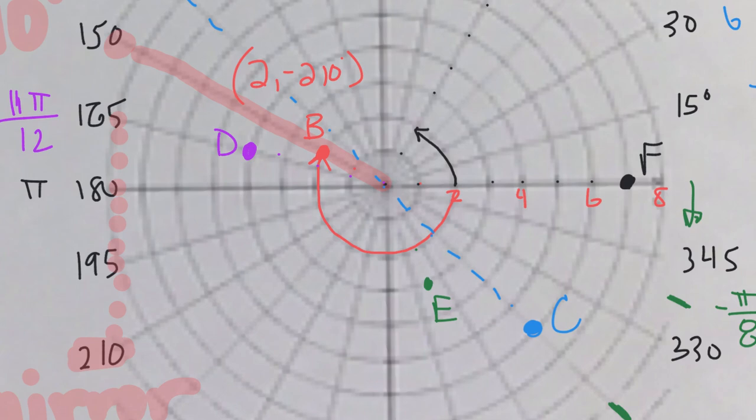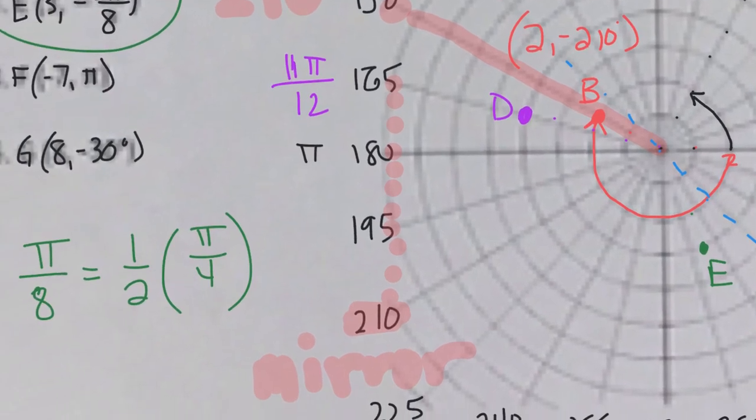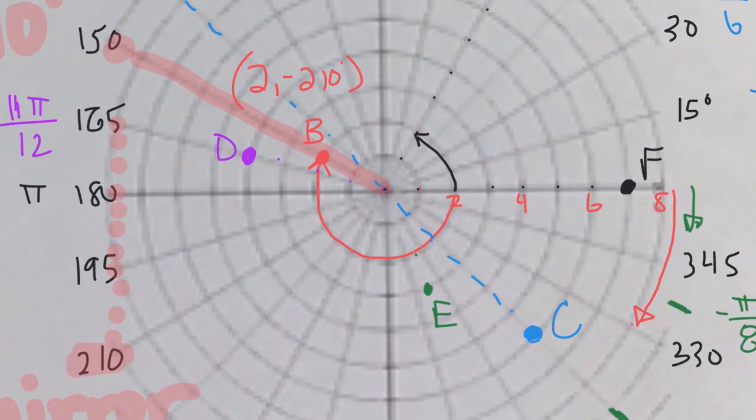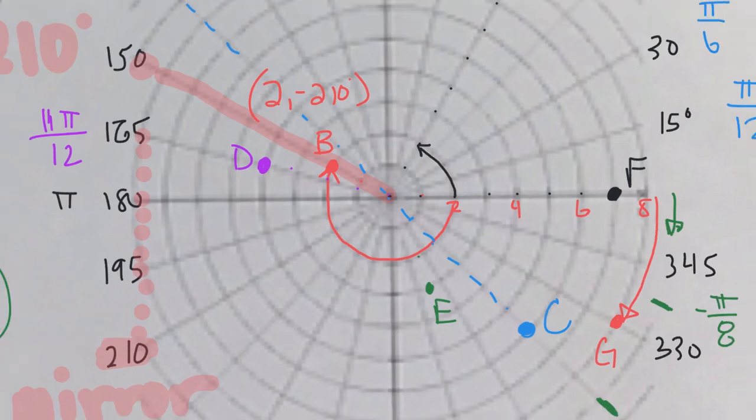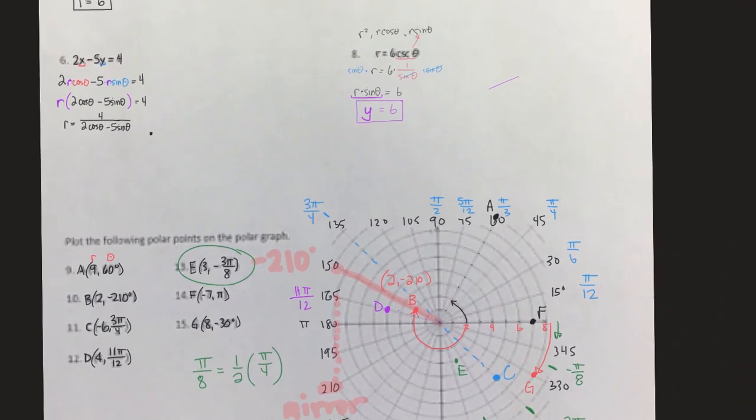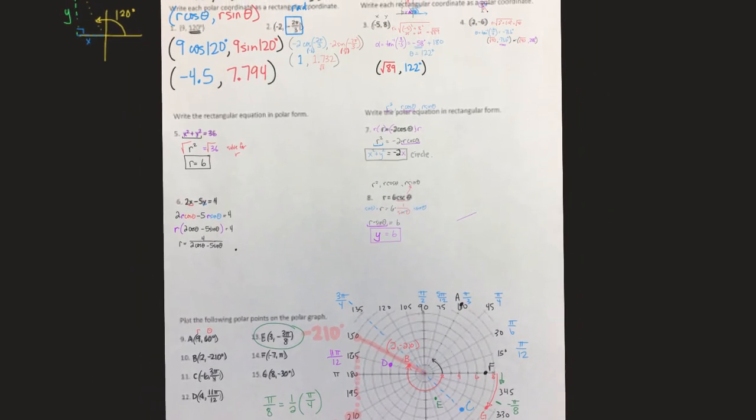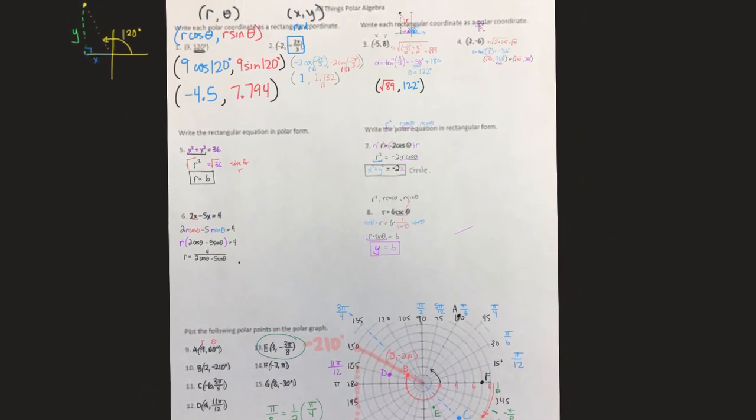And then G is negative 30. So negative 30 is the same as positive 330. And we're going to go away 8 units, which is, oh, it's going to be exactly there. So there is your G point. And there's everything you never wanted to know, but need to know for your quiz tomorrow about polar conversions from polar to rectangular and back from rectangular to polar. Okay, goodbye.